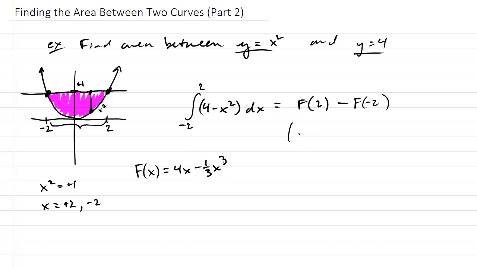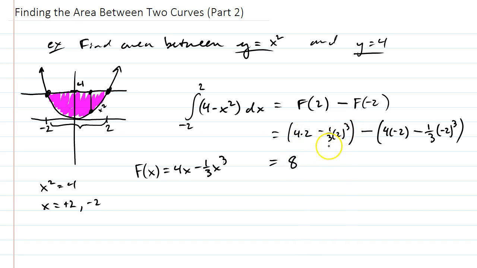So let's write this out. 4 times 2 minus 1/3 2 cubed, minus 4 times negative 2. And just be careful about all these negatives. There's going to be a lot of negatives, and it can be confusing if you don't take the time to write it out. So this is 8. This is going to be 8 over 3. And now inside the parentheses, this is going to be negative 8. So subtracting a negative 8 would be plus 8.